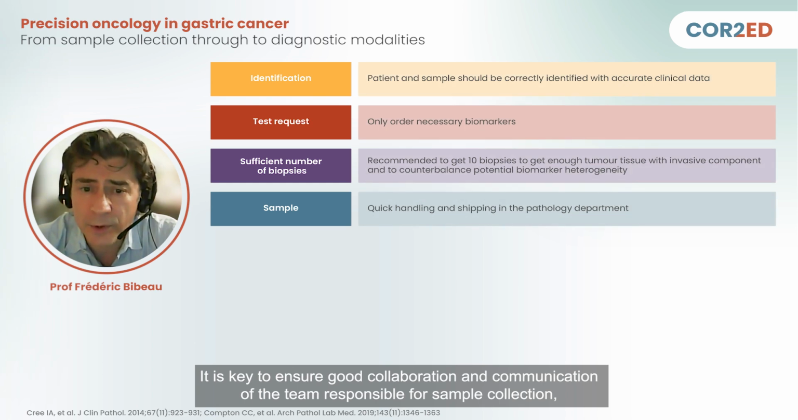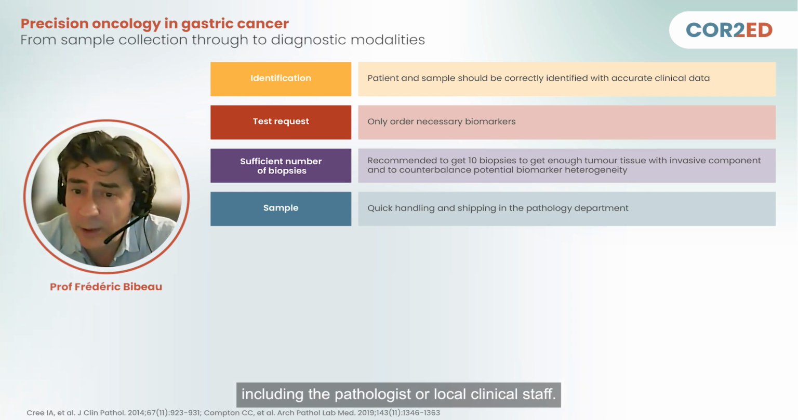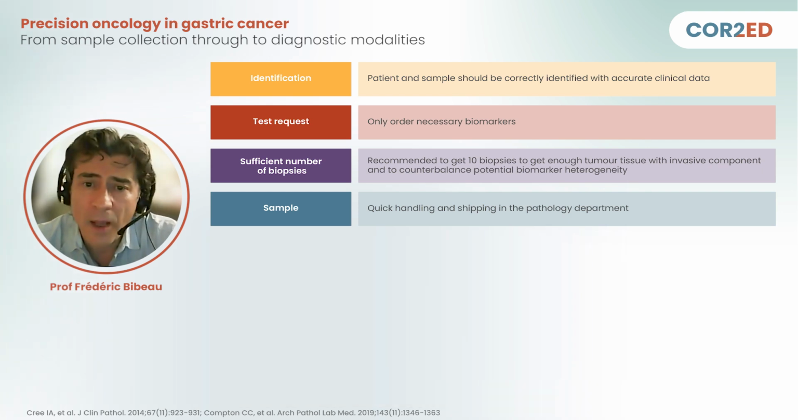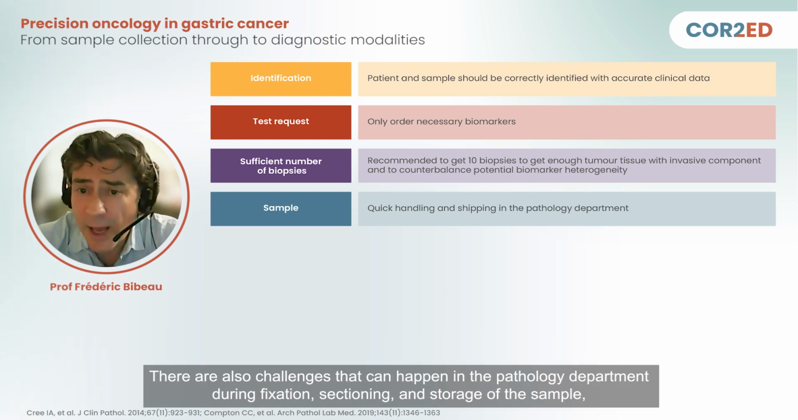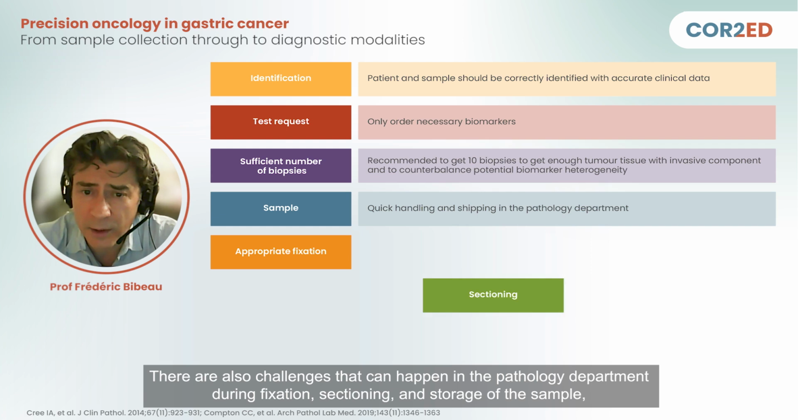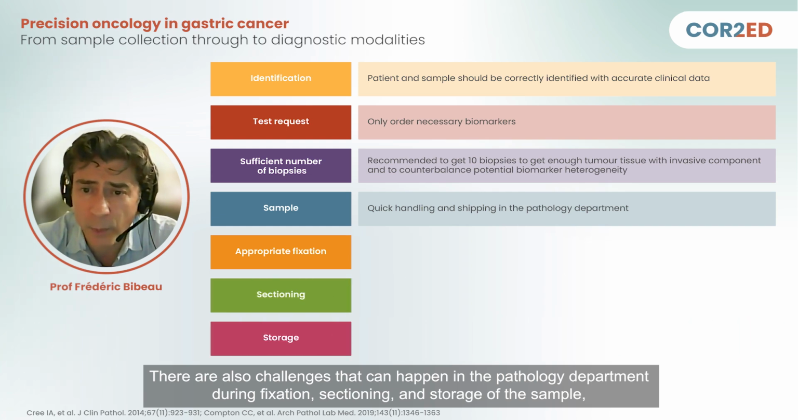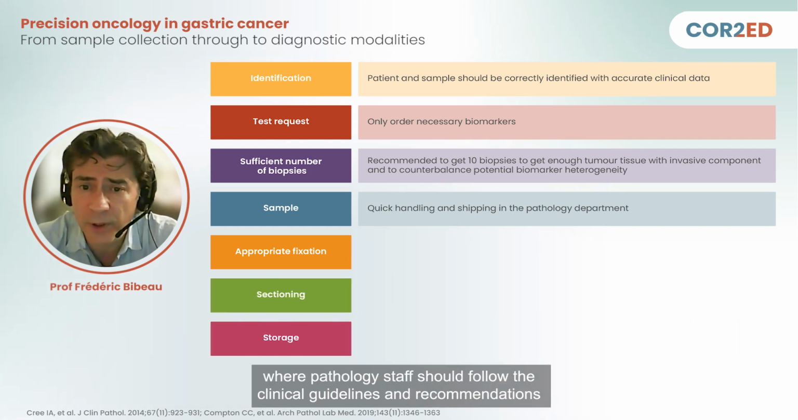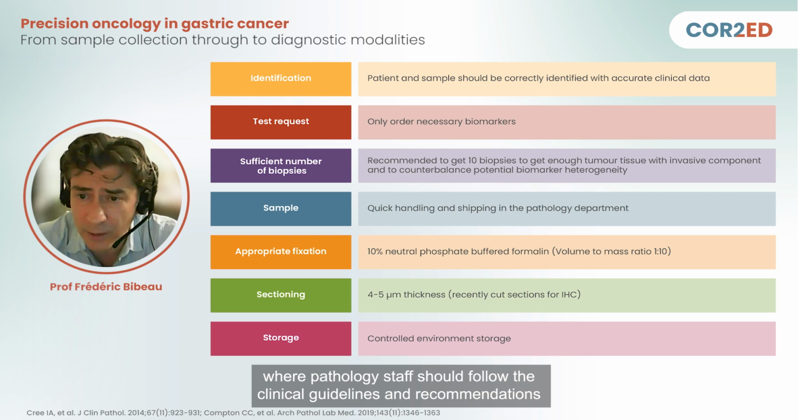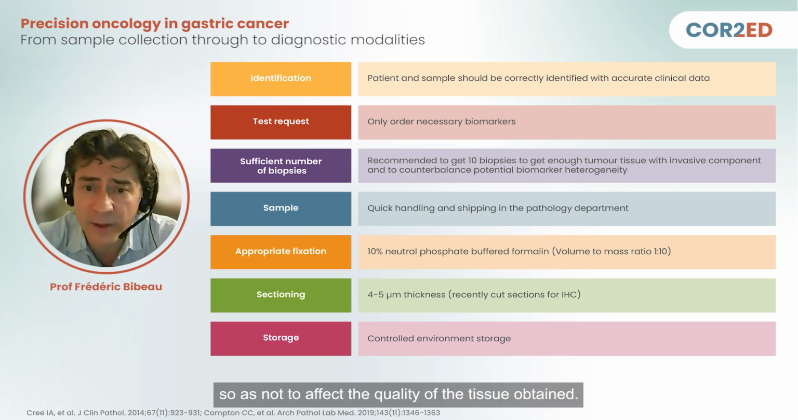It is key to ensure good collaboration and communication of the team responsible for sample clinical collection, including the pathologist or local clinical staff. There are also challenges that can happen in the pathology department during fixation, sectioning, and storage of the sample, where pathology staff should follow the clinical guidelines and recommendations so as not to affect the quality of the tissue obtained.